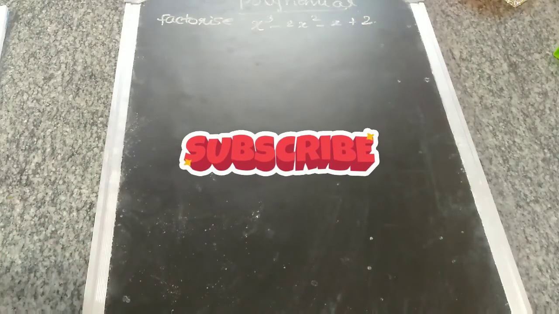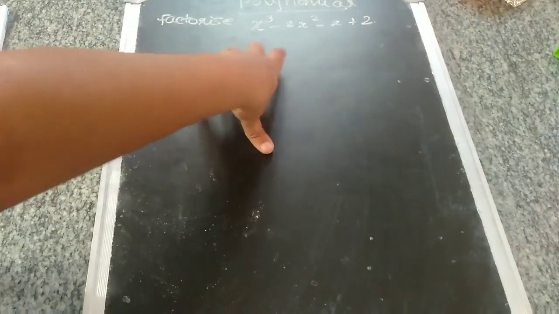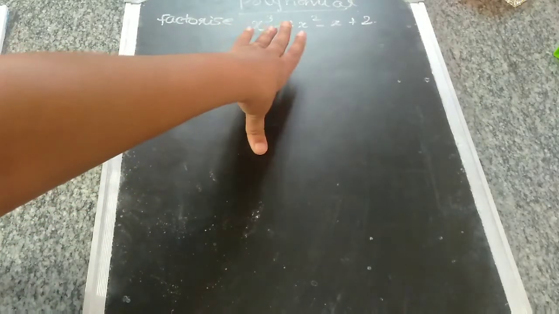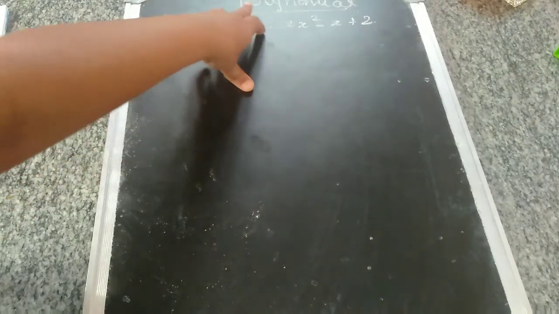Today we are going to see the 9th standard polynomial factorization of cubic polynomial. If it is a cubic polynomial, that means the degree is 3. We know the highest power is called the degree. For a cubic polynomial the highest power is 3. So the degree is 3.